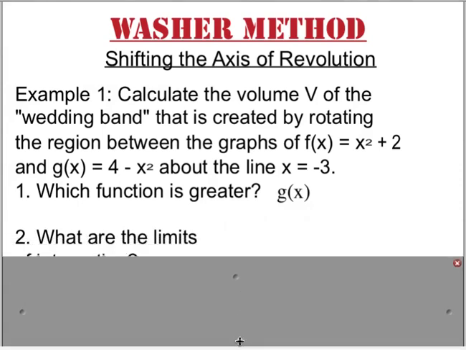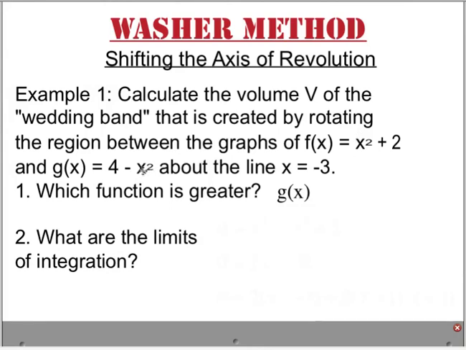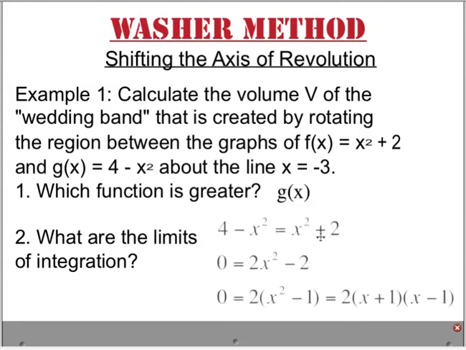Then, what are the limits of integration? Well, the limits of integration would be where these two functions intersect. So when I set them equal to one another, I get 4 minus x squared equals x squared plus 2. Get everything over to one side. Please don't make the mistake of, if you see an x squared on one side of the equation and an x squared on the other, that they're going to cancel out to 0.